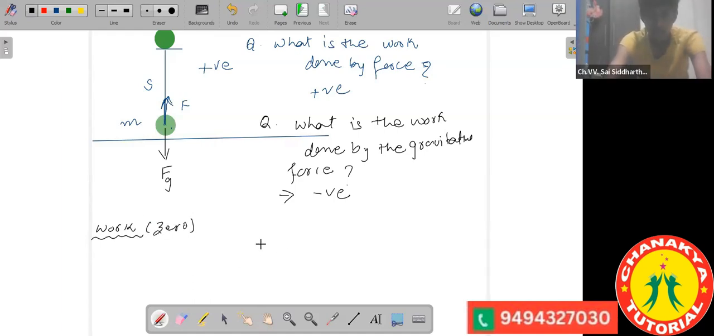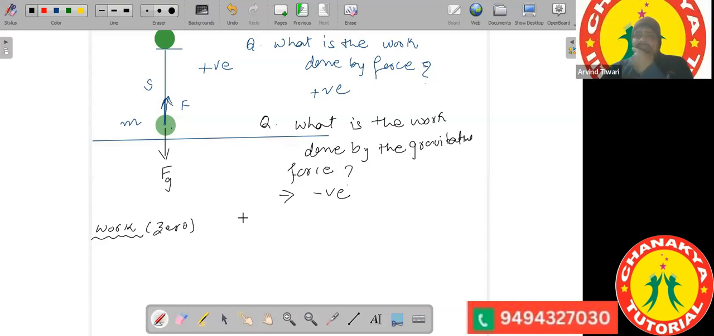When either force or displacement is zero, work done is zero. Yes, if there is some displacement but I am not applying the force. Suppose there are a number of heavenly bodies which are moving. Suppose the moon is moving, but am I applying any force on the moon to make it move? I am not going to apply any force on the moon. So if I ask you, what is the work done by me on the moon? Zero. I am not applying any force on the moon. There is no displacement of the moon in my direction of force. So my work done will be zero.